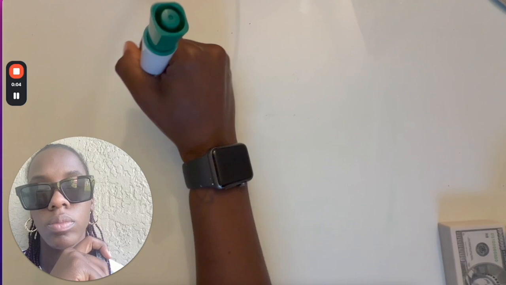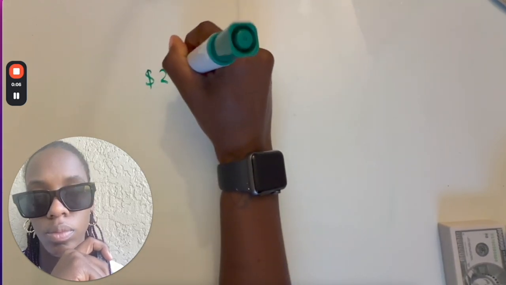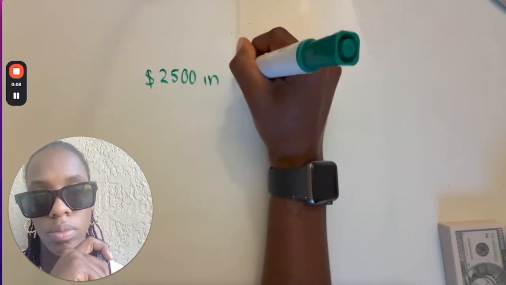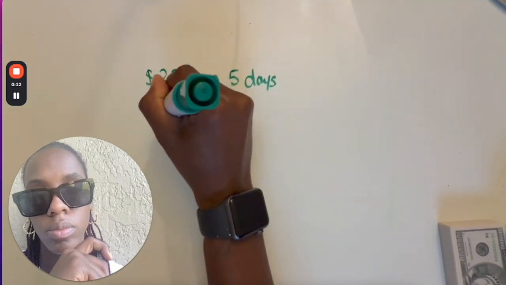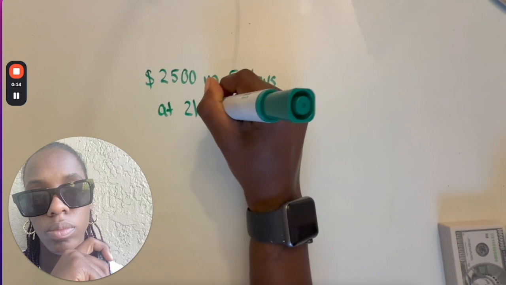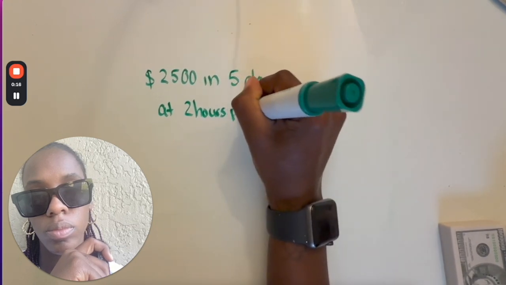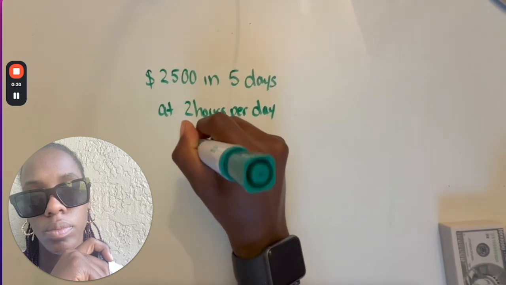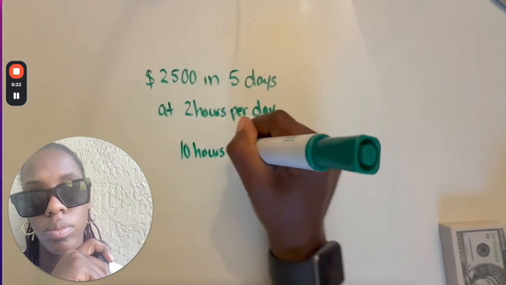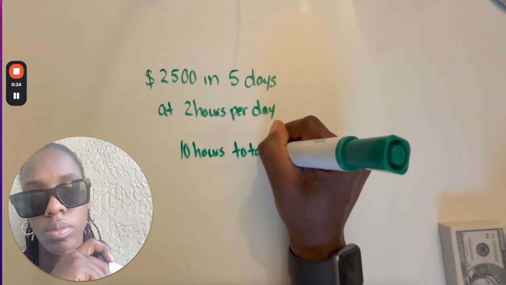All right, so we're looking at 2,505 days at 2 hours per day, which is 10 hours total.